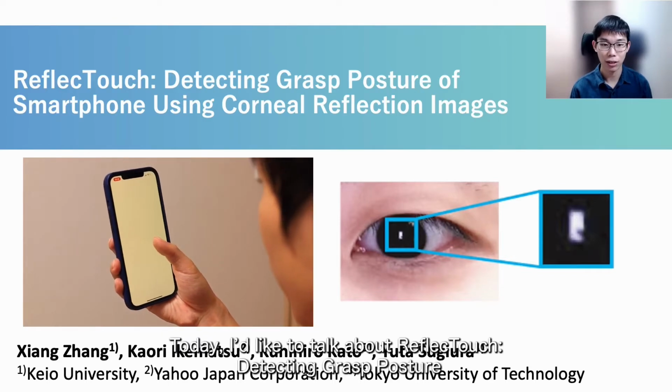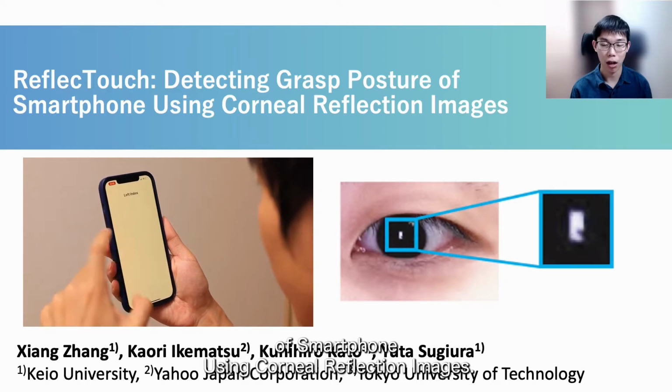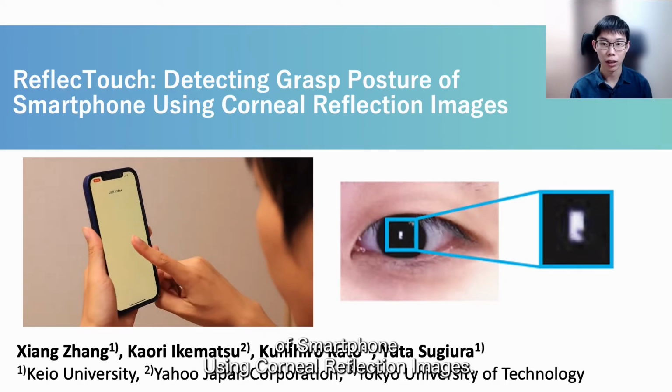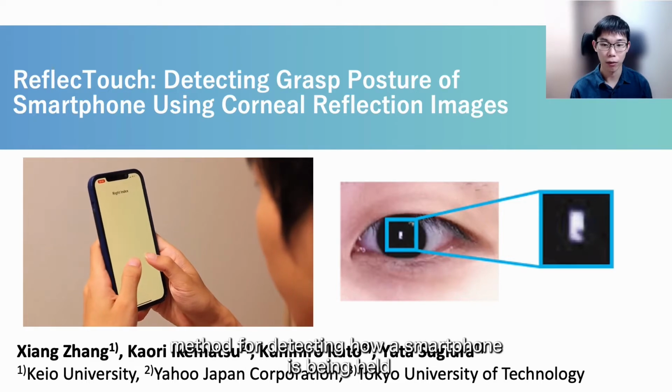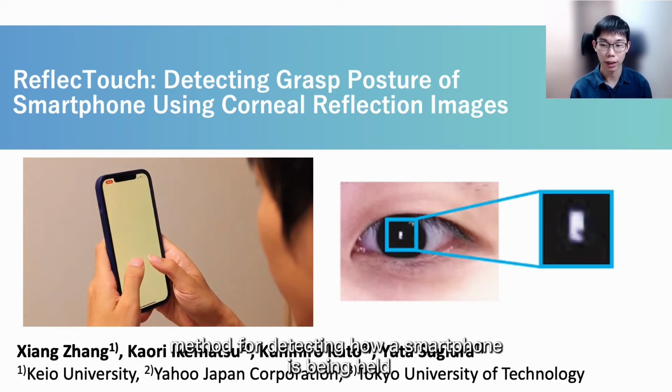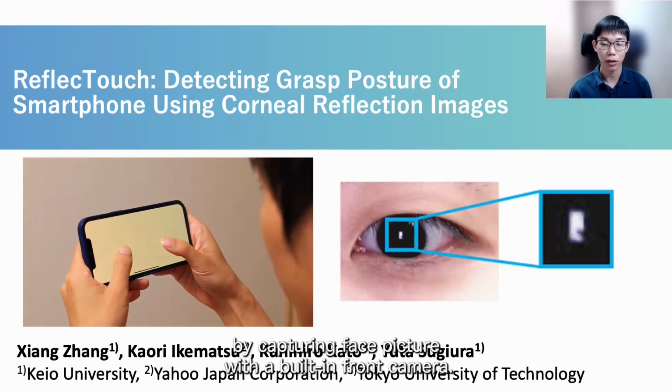Today, I'd like to talk about ReflecTouch, detecting grasping posture of smartphone using corneal reflection images. We developed a novel method for detecting how a smartphone is being held by capturing a face picture with a built-in front camera.